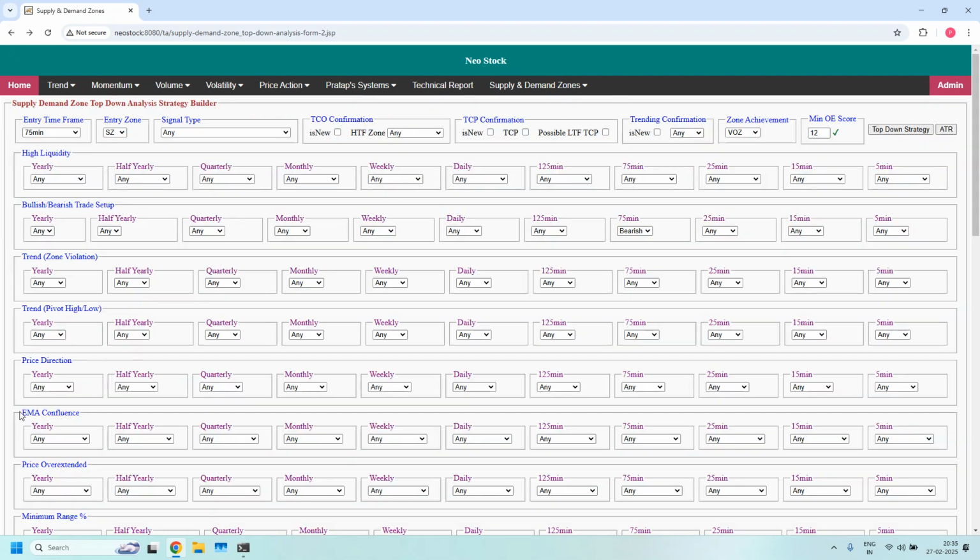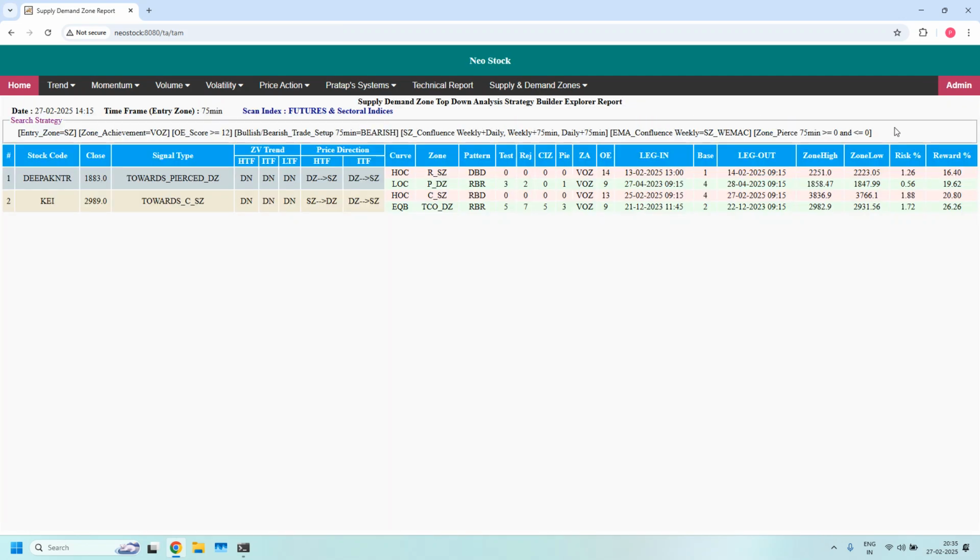Let's verify. In the EMA confluence weekly time frame, I am checking the weekly supply zone having weekly EMA confluence. Out of 3, 2 stocks are filtered. These 2 have even more high probability to get success. Moreover, these 2 are high liquidity zones. Okay, this is about a bearish trade setup for weekly income trade.